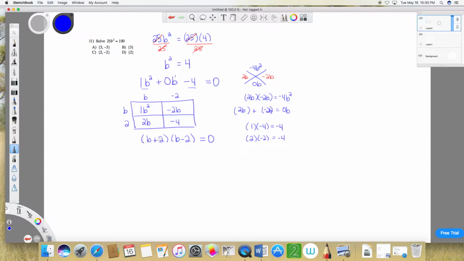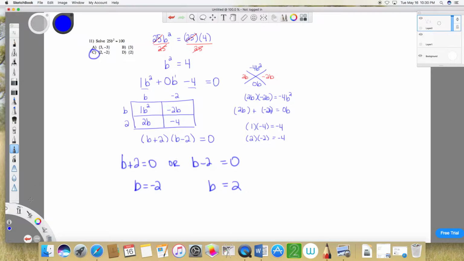I've got this one equation that I can split into two equations: b plus 2 is equal to 0, or b minus 2 is equal to 0. So we have negative 2 and positive 2 as our solutions, and that's choice C.